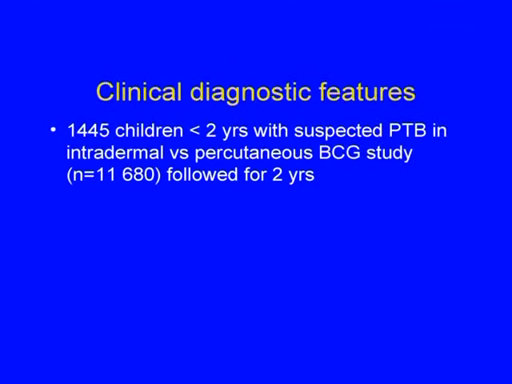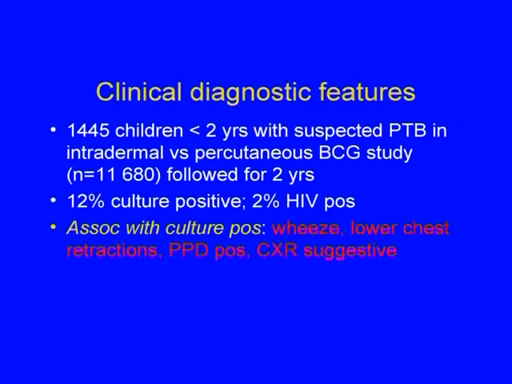I'm going to show you one more study. Also, this is a study done in Worcester in a low HIV prevalence area. Almost 1,500 children under 2 years of age were followed, and about 12% developed culture-positive TB. And what were the signs associated with culture positivity? Wheeze, lower chest retractions, a positive skin test, and a suggestive chest X-ray. Wheeze and lower chest retractions don't appear anywhere in any algorithms. And this suggests that lymph node involvement and airway compression may be a very important sign in our setting.